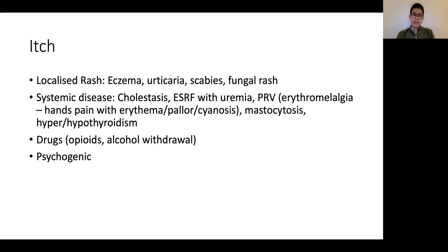In terms of systemic diseases that are not accompanied by a rash, I think there are a few important conditions to think of. So cholestasis, such as primary biliary cirrhosis, can present with an itch. End-stage renal failure with uremia is also a cause of itch. Polycythemia rubra vera can cause itch as well, and some systemic disorders like mastocytosis and hypothyroidism.